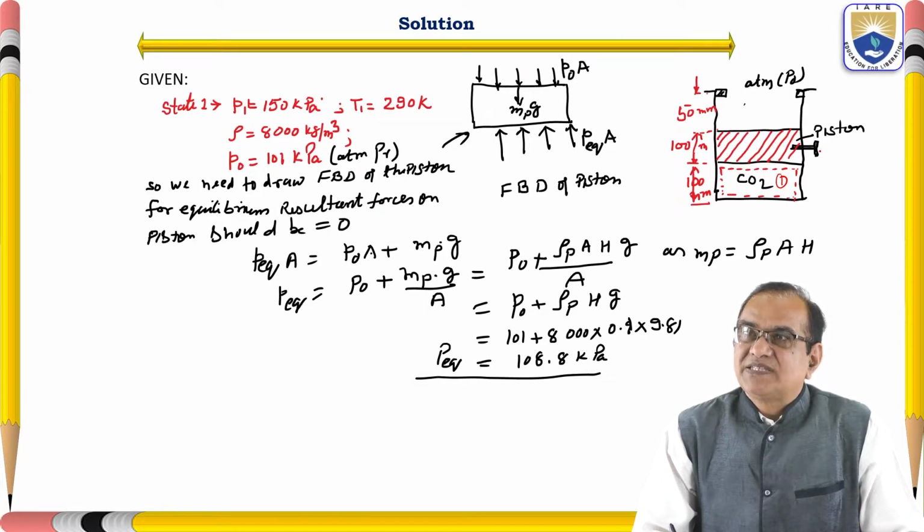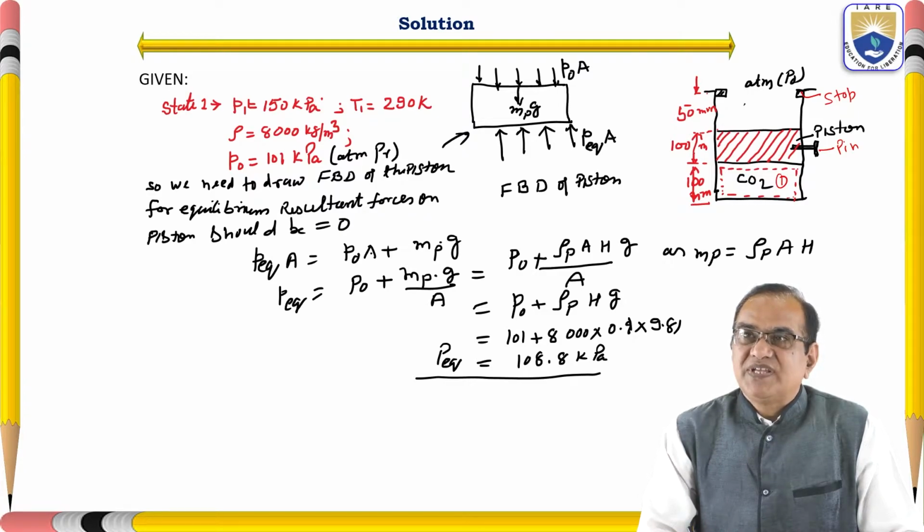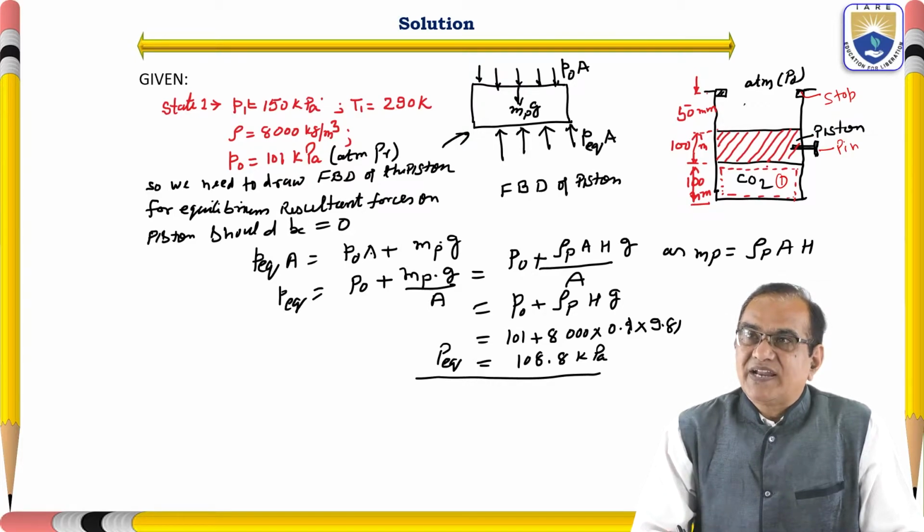Here this is the pin. This is the stop here. This is the piston. The height of the piston is this much, and from here to here is 100 millimeter, and from here to here is 50 millimeter. So we have to find out whether in this condition this is hitting this or not.